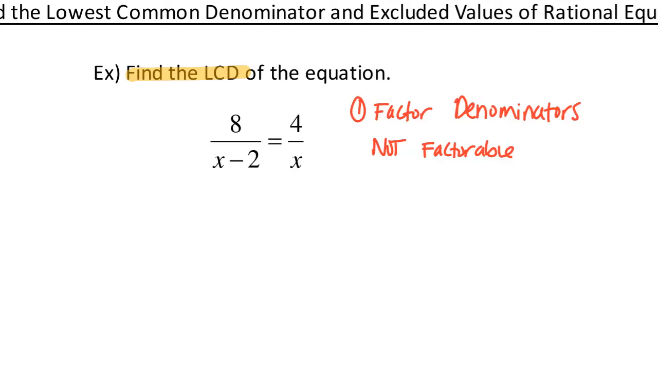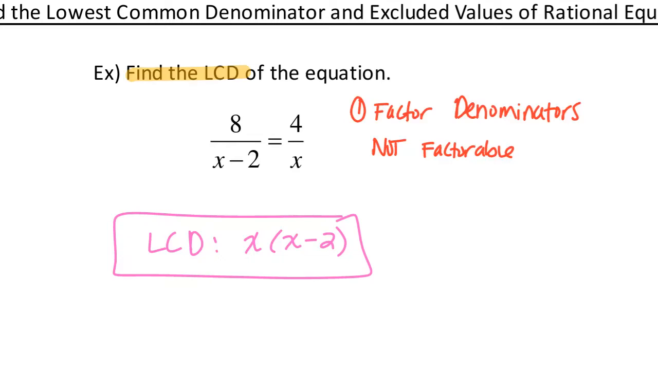So all I do then for LCD is just check to see what they have in common. This is an x, that's an x minus 2. Those are not the same, they're not common. So I'm just going to multiply them together, okay? So my LCD, I'm going to put the x out front and then the x minus 2. And that's it. I can't do anything else to that, okay? So that's my least common denominator.